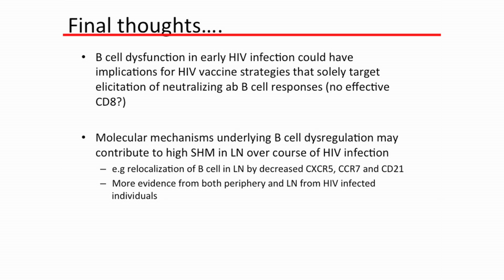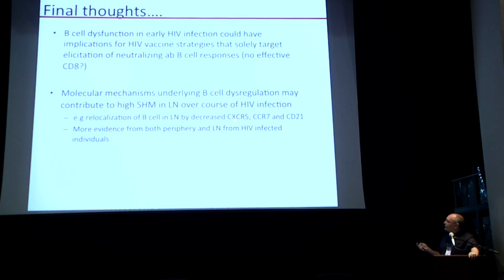It's important that we can define some of the molecular mechanisms that underlie B-cell dysfunction that may contribute to high somatic hypermutation in the lymph nodes over the course of HIV infection, such as those that we pointed out in some of the Fluidigm gene expression experiments that we've been doing, such as CXCR5, CCR7, and CD21. But we need more evidence from both the periphery and the lymph node from HIV infected individuals.